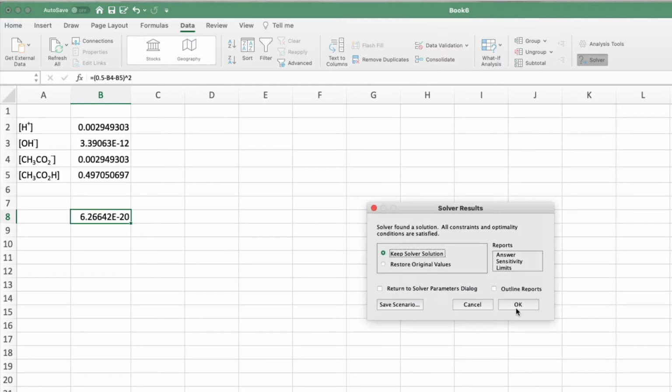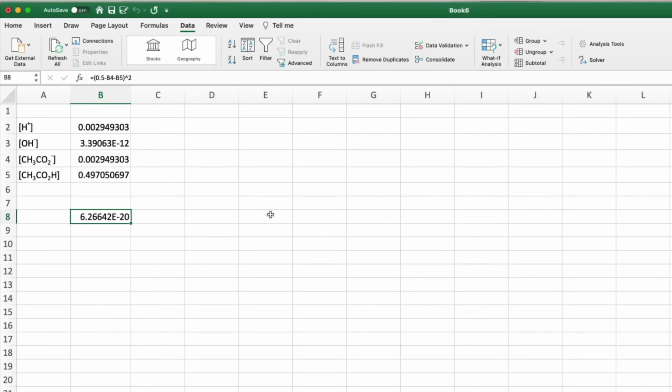And so now you can see Solver has found a solution. We want to keep the Solver solution. You only restore original values if something has gone very wrong. But let's close this and take a look at our numbers. You can see that our H plus concentration is basically 2.949 times 10 to the minus third. And if you go back and look at what our approximations found, it was about 2.94 times 10 to the minus third. So this is actually closer to 2.95 times 10 to the minus third. And so you can see that approximations will get you a little bit off.